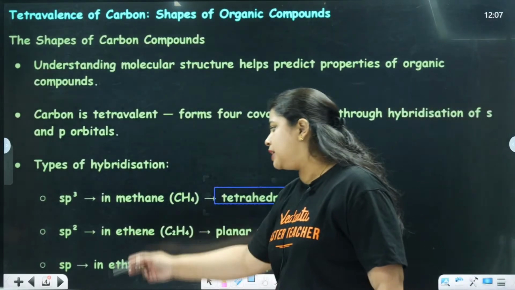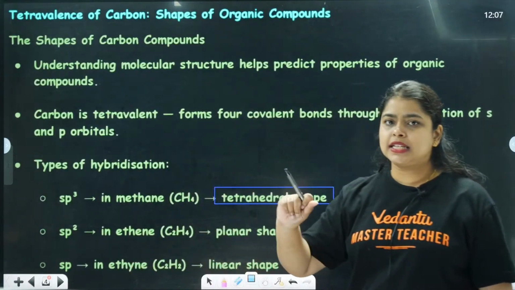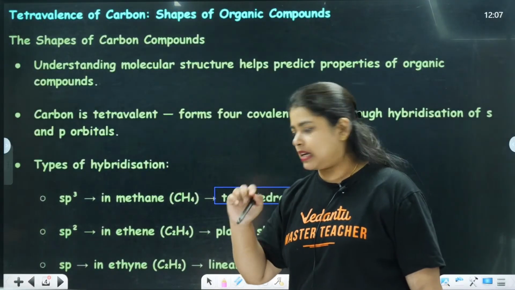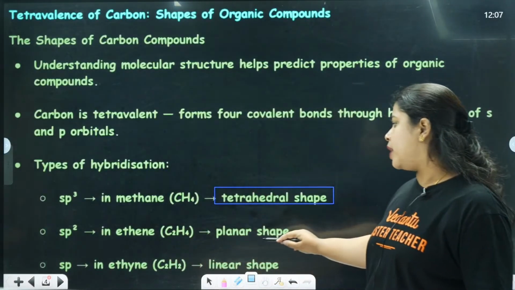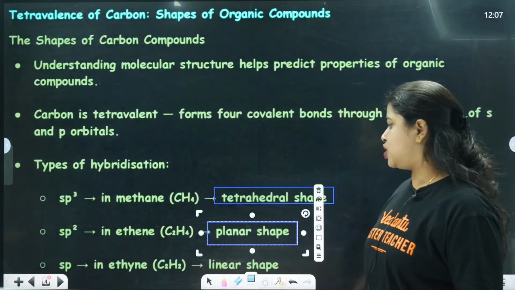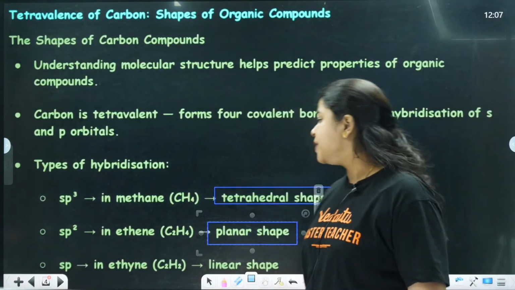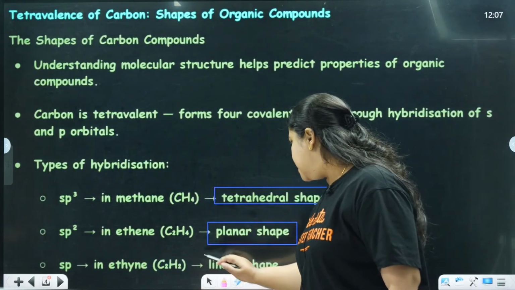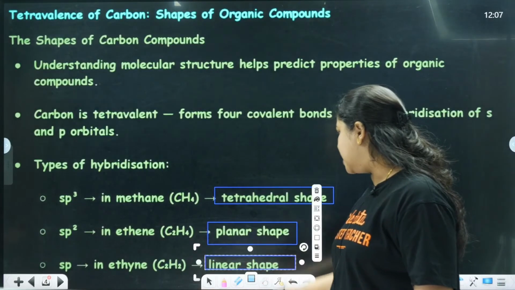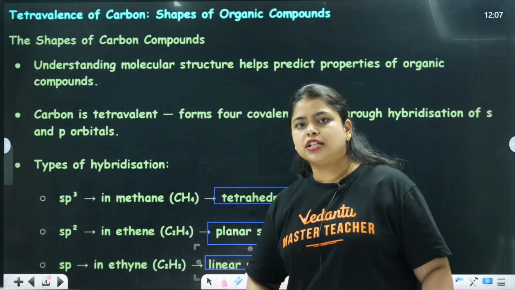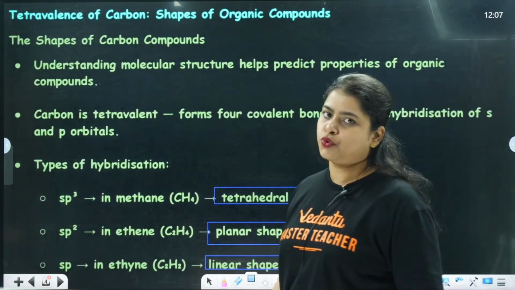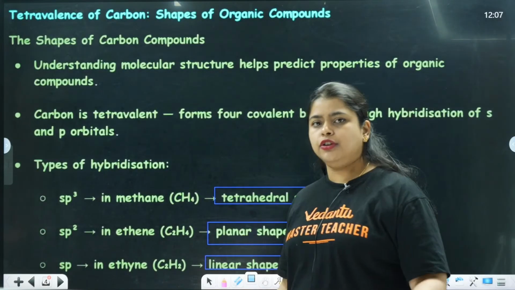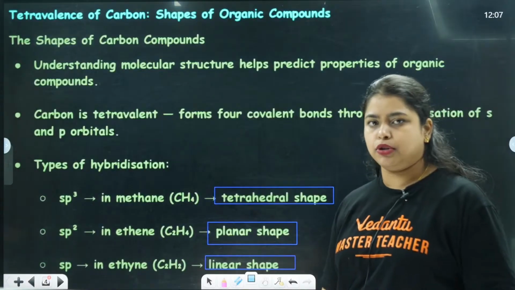If in case it is sp2 hybridization, means what? One s orbital and two p orbitals will be present. That is in ethene, C2H4, that is going to be a planar shape. Next comes sp in ethyne, C2H2, that is going to be a linear shape. Clear? This much you understand, it's more than enough to understand the concept of hybridization. In detail you learn it in different chapters also, don't worry.